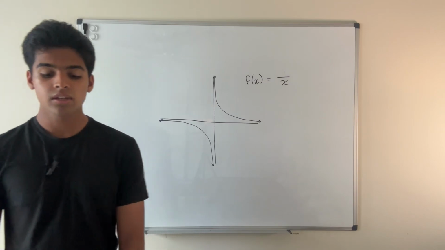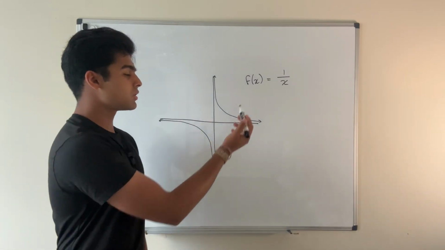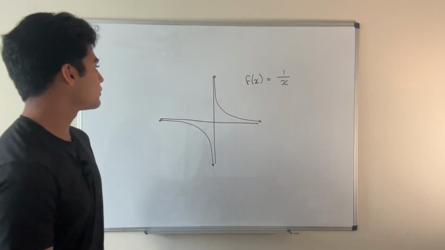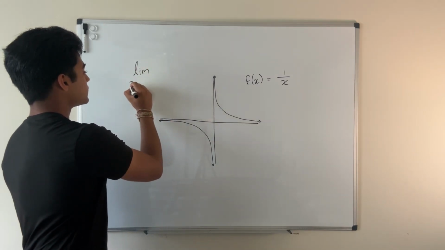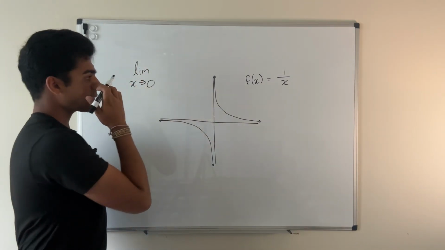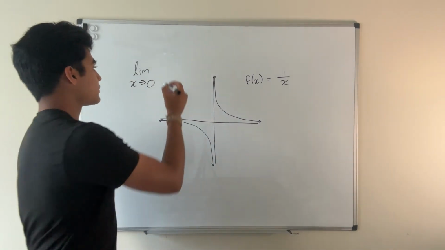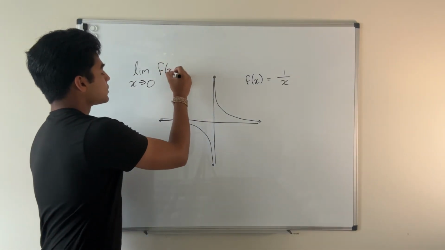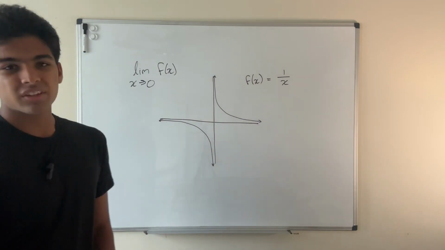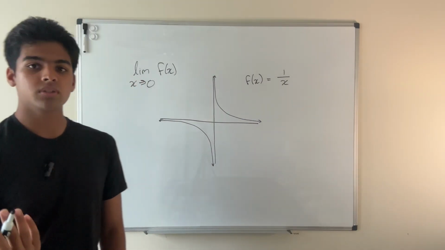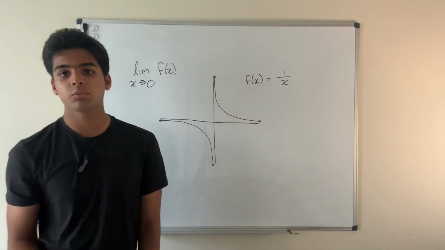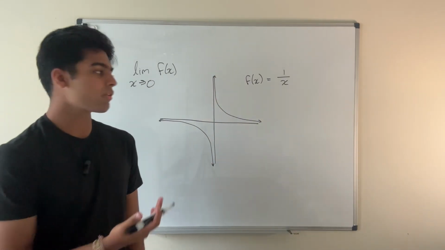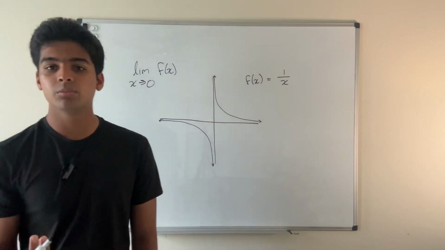negative infinity. So here we have the graph of 1 over x, and here we want to find what the limit as x approaches 0 of f of x is going to be. Without infinite limits, we would just look at the graph and see that it's approaching infinity and negative infinity, and we would just say that it does not exist. However, in infinite limits, we have to go a little bit deeper.